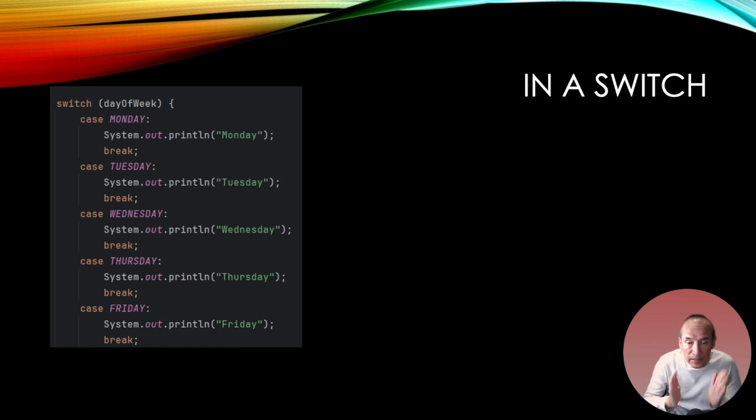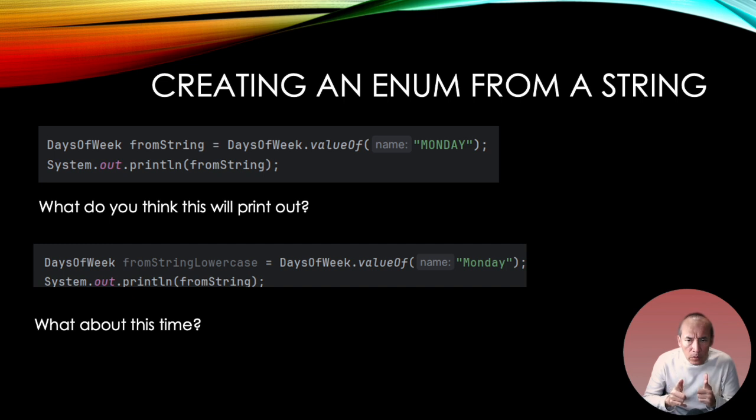Case Monday is not a string. That is an instance of the enum class. Okay, so that's important. Type safety, we like that. After the ordinal, your next question is going to be, well, how do I create one from, I don't know, a user interface? How do I go from a string to a day of the week? Well, of course, you can call valueOf. Notice that my valueOf is all uppercase.